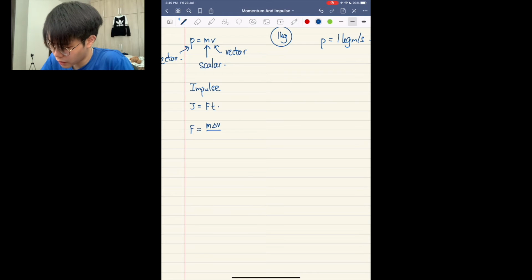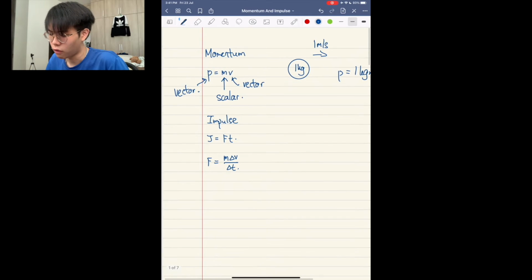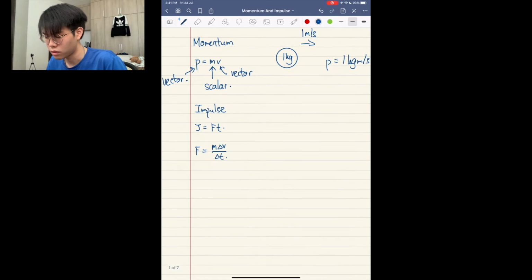momentum divided by the change in time. I know a lot of people might think that Newton's second law is supposed to be F equals ma. But actually the original definition of Newton's second law is force equals the rate of change in momentum.